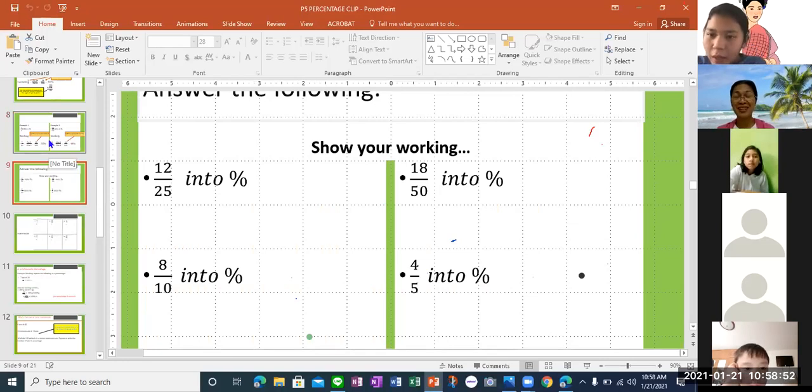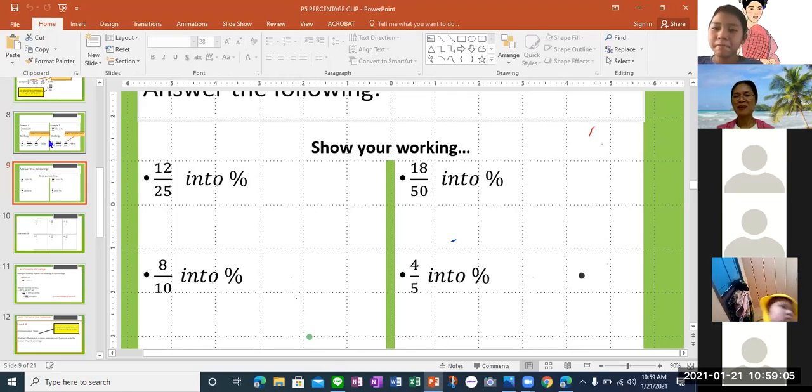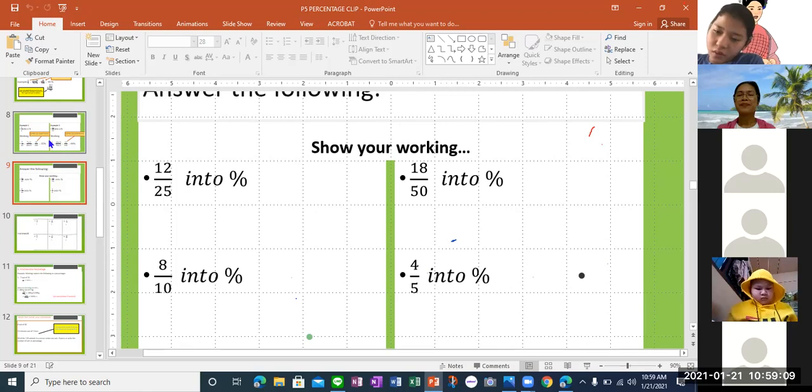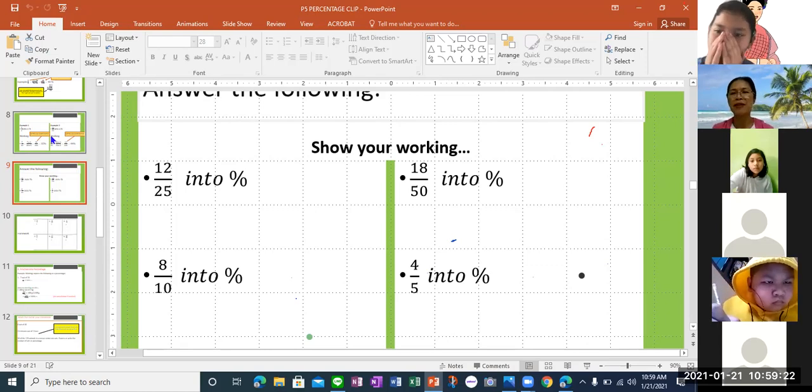Next week, I hope we can play games about fractions, percentage and decimals. Next week, please prepare your notebook and pen, because next week I'm going to give you games about percentage and fraction.